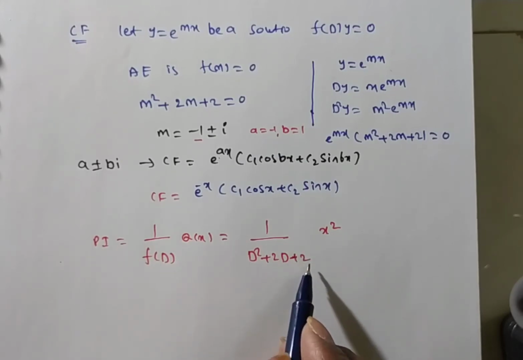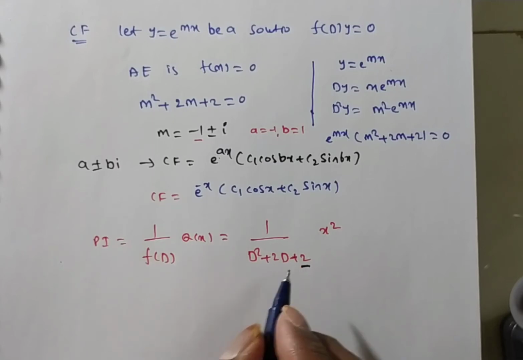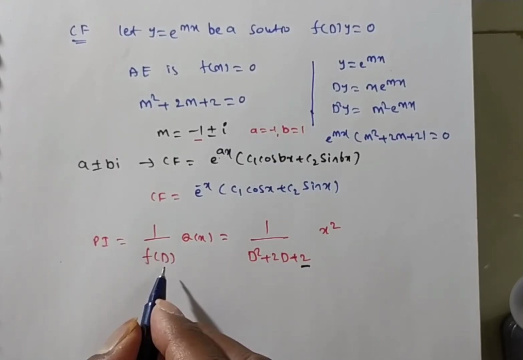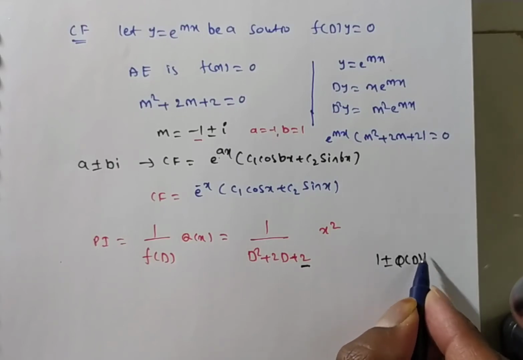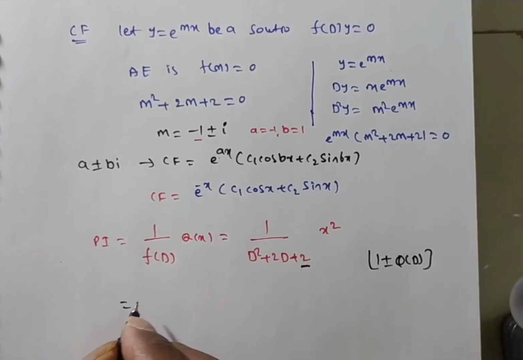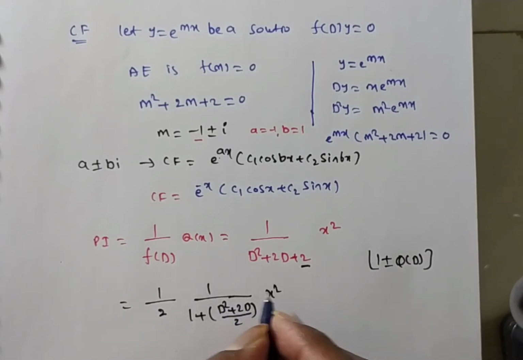So you have to take the lowest degree term common. What is the lowest degree term here? You have 2. If you take the lowest degree term common from f of D, then you will have 1 plus or minus phi of D form. Now you see, this is 1 by, what am I taking common? 2. If I take 2 common, then 1 by 1 plus D square plus 2D by 2 into x inverse. Now you see, 1 plus or minus phi of D form.